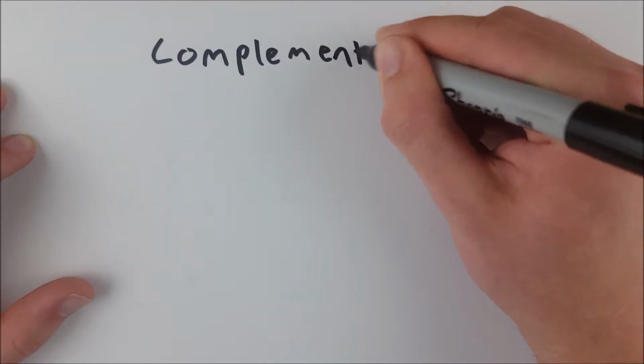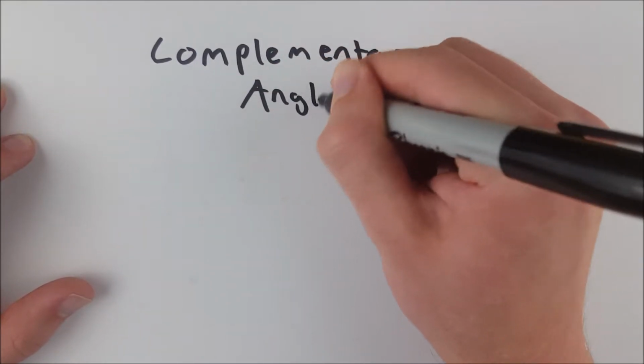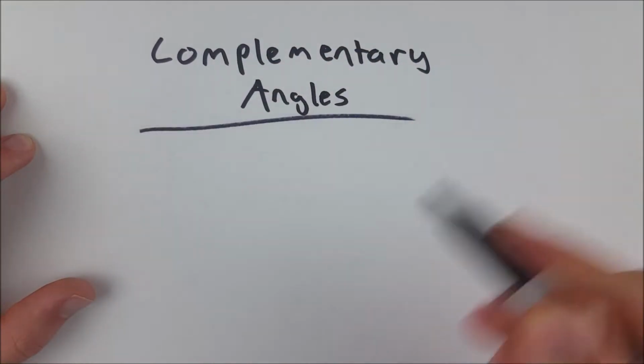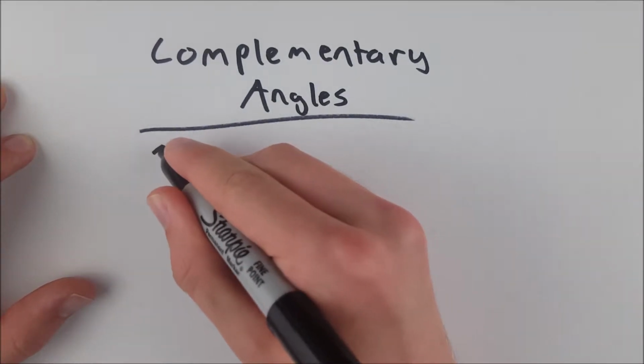I'm your host, Sean E, and in today's video, we are going over complementary angles. What are complementary angles? Complementary angles are angles that sum up to 90 degrees.